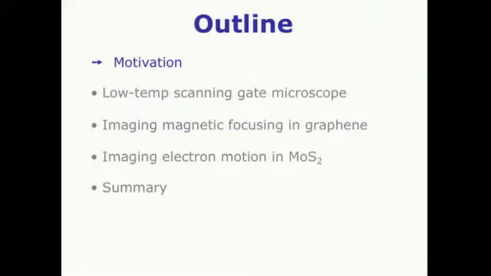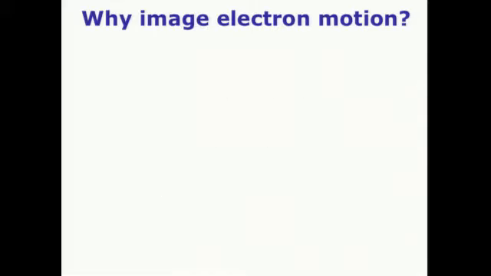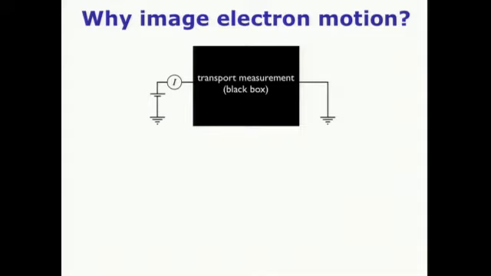So what is the motivation? Why do we image electron motion? In a conventional transport measurement, you apply a voltage to your device, and you measure the current through the device. In this way, you are actually just measuring the bulk property of a device, and you know very little about the local variation in these electronic properties across your sample.